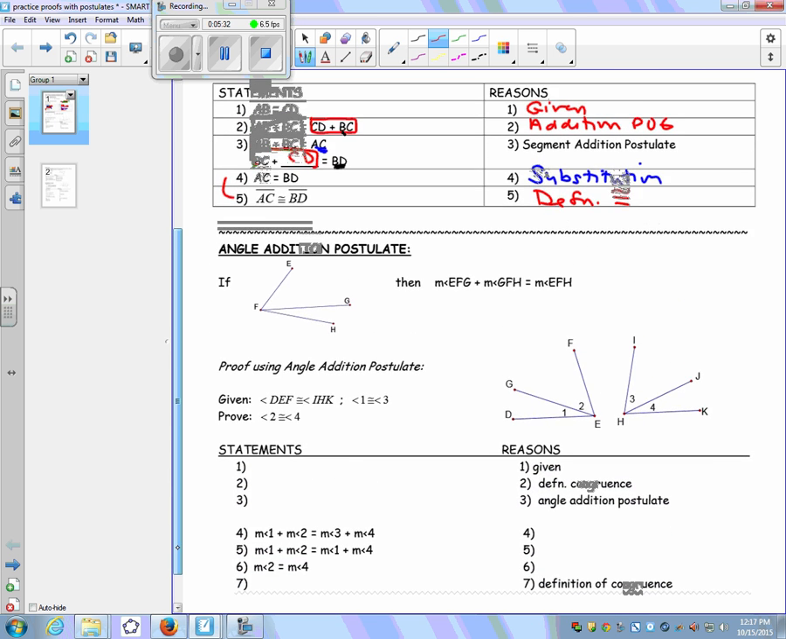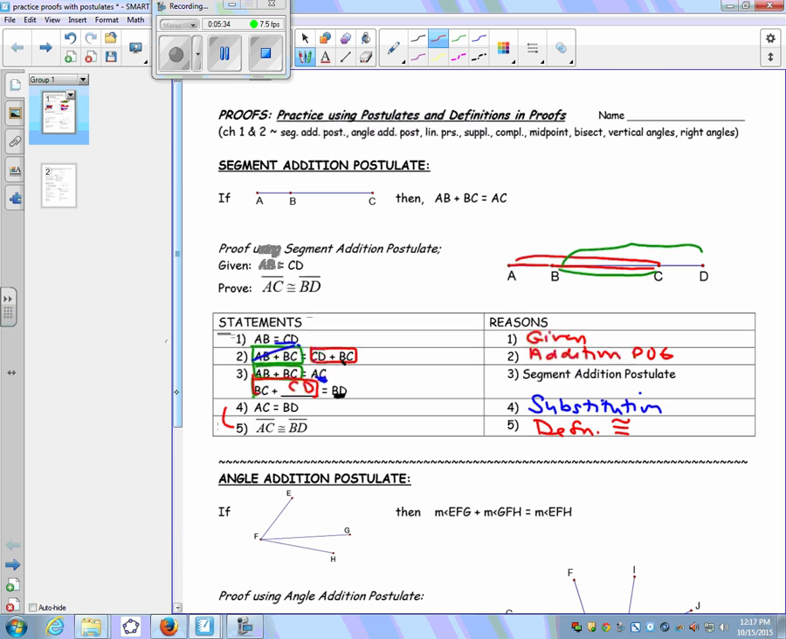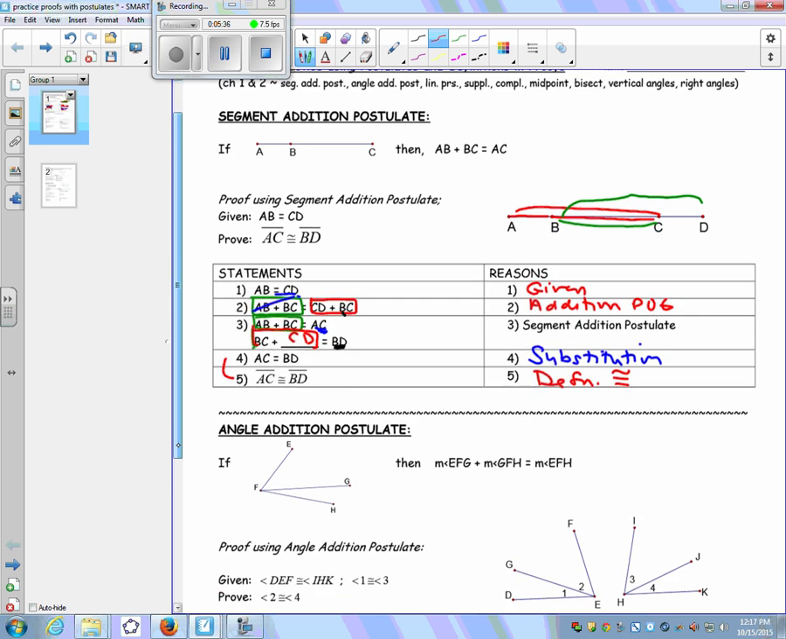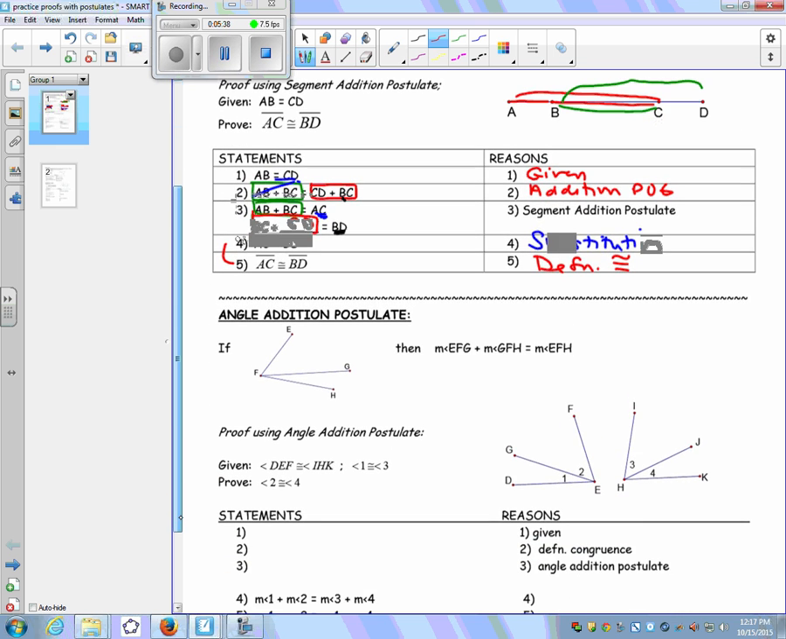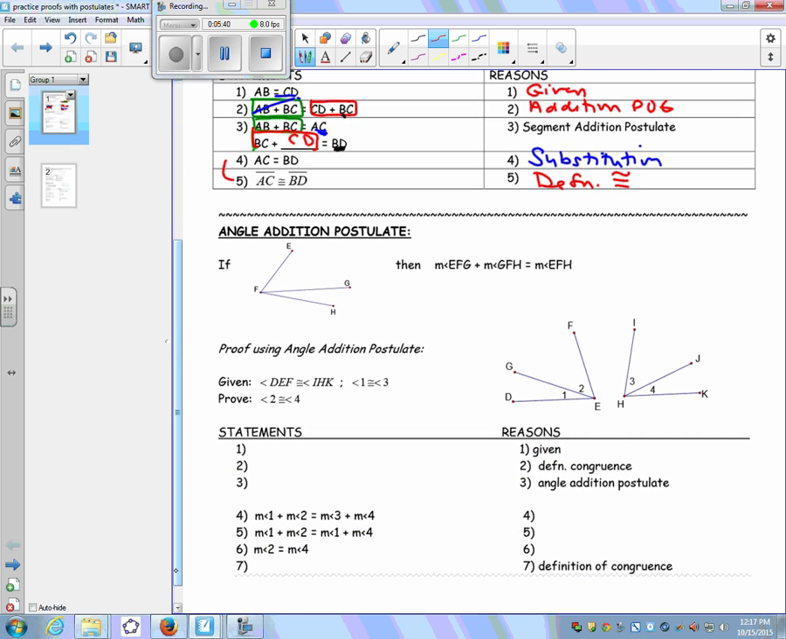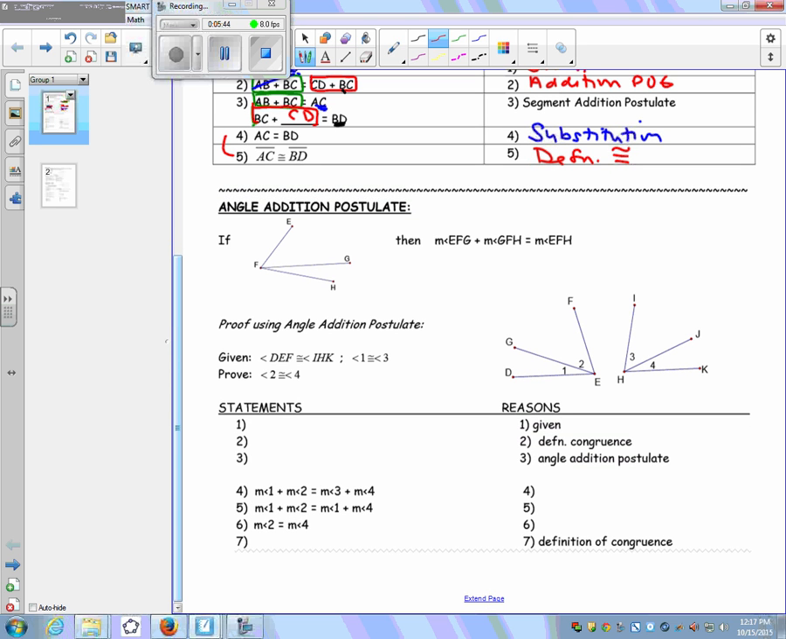Okay, this is actually the proof of something called the overlapping segments theorem. We don't use it that much, though. Pretty much. Okay, angle addition postulate. Okay, so same idea here, but now we're using angles.